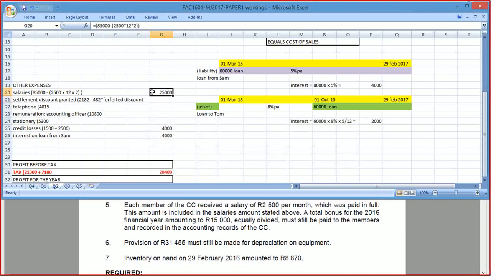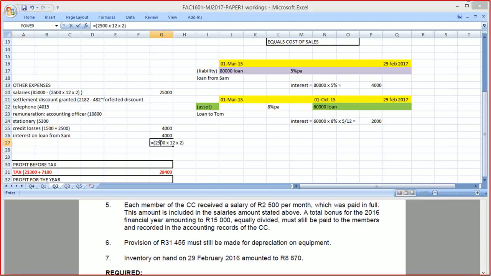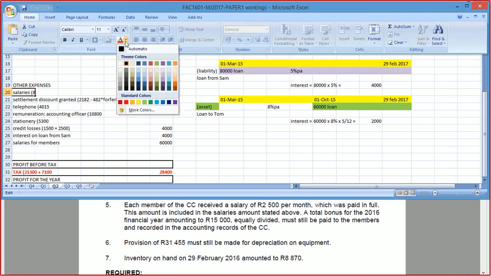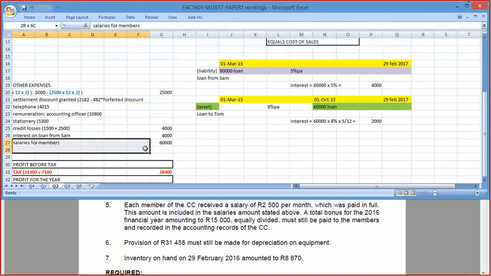Okay, so 25,000 is going to be what's left over, and then 2,500 times 12 times 2 is 60,000, and this would have been the salaries for members. Does that make sense? You see, everything is separate with the CC. Yes. Okay, disclosure is very important. So even like that, we have to show it. So I take out that portion there, and then I show the portion here. See that? Yes. Okay.